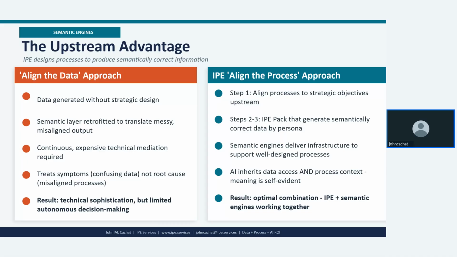Now, IPE aligns the process, aligns strategic objectives upstream to all the things below it that make it go up or down. It generates semantic layers by persona, and that's really cool. We're going to talk about that. And it delivers infrastructure to well-designed processes, which inherit data and process to become self-evident. So the result is an optimal combination of both of them working together.